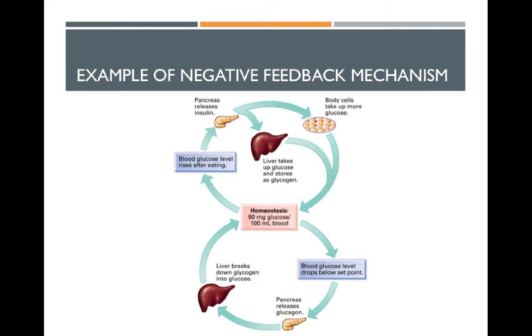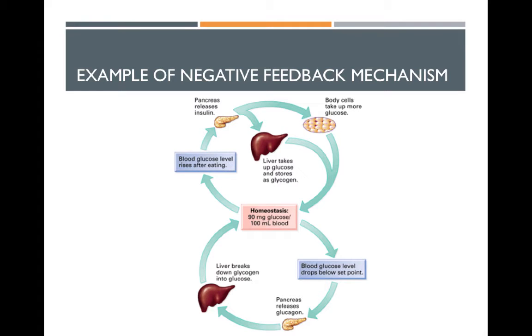So this is an example. You guys are going to do a different one, but this is just an idea on what you need to be thinking about. So this is for glucose in the blood. Obviously, glucose provides our cells with energy, so it's important to have the right amount in our bloodstream all the time. A normal level is around 90 milligrams of glucose per 100 mils of blood.